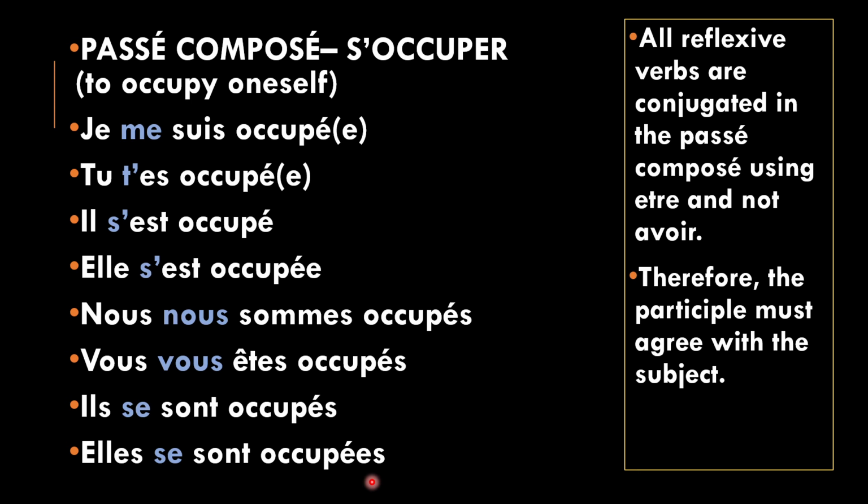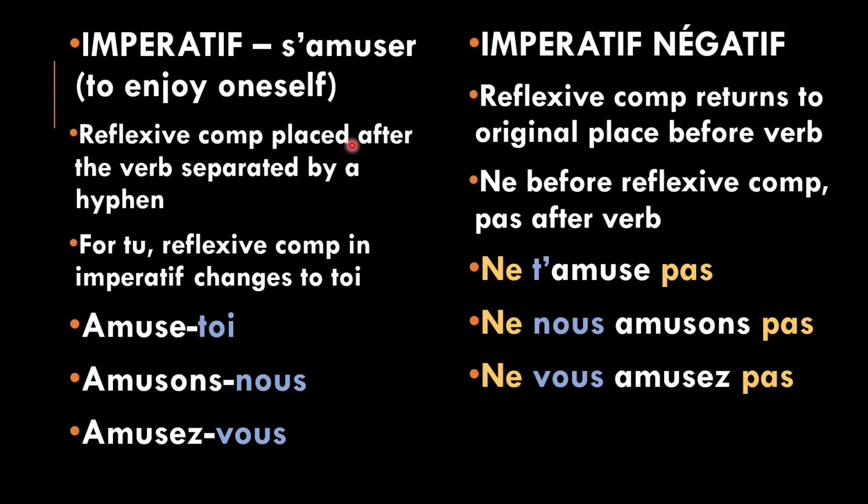This is how you have to do passé composé for reflexive verbs. Remember, être, not avoir, participle agreeing with the subject. The structure of it is subject, reflexive component, être, participle, and agree the participle if it's necessary. Okay, the last tense that you have to do is the imperative. Okay, so I've taken s'amuser here, to enjoy yourself.